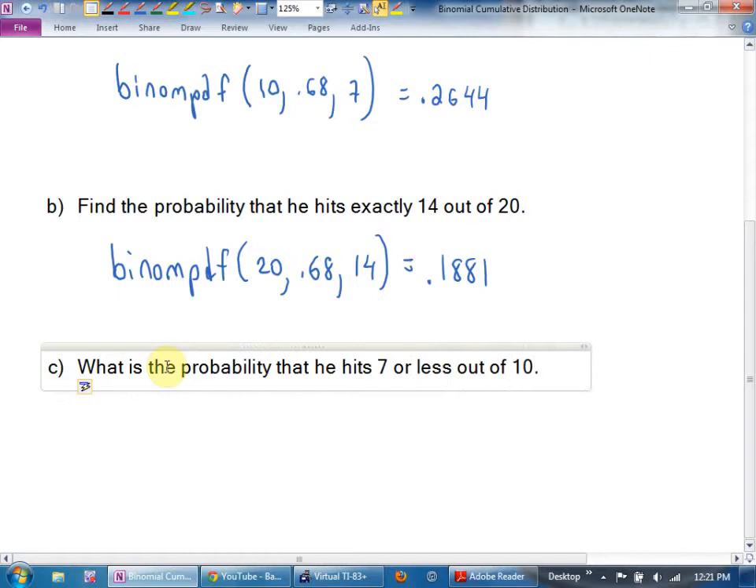Now, Matt here said at least 7. Actually, your calculators can't find 7 or higher. What they can find is 7 or less. Your calculators have or less built into them. Okay?